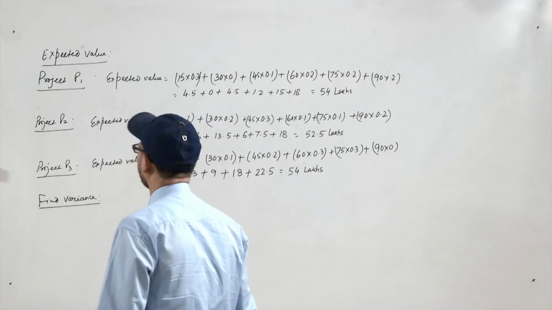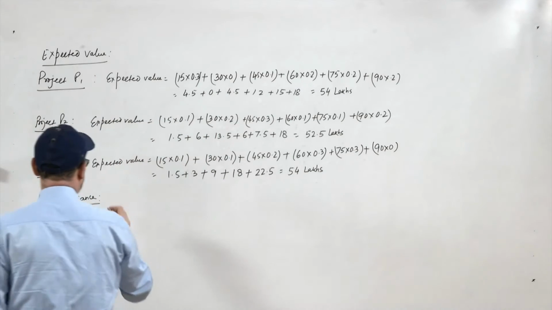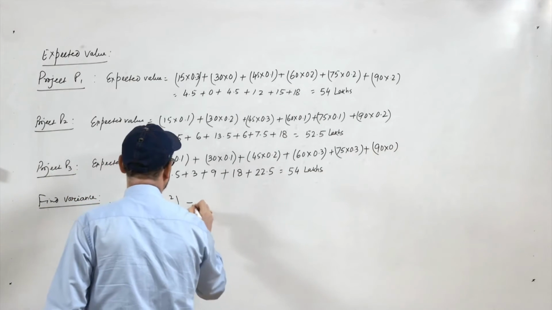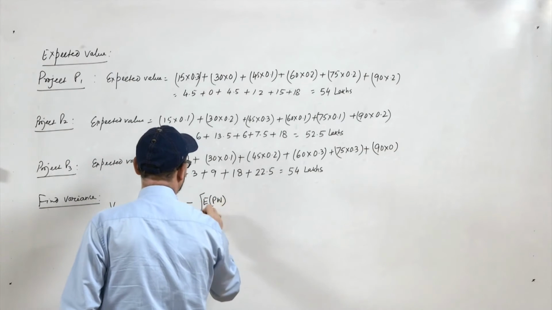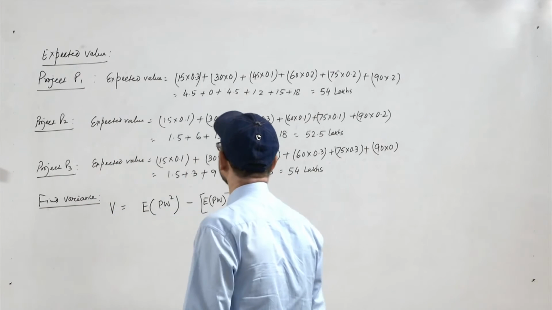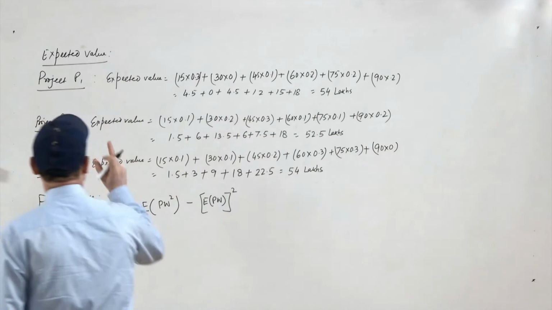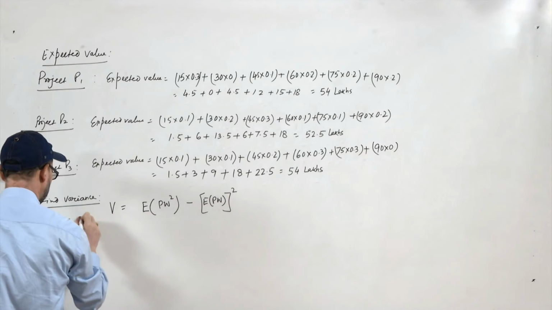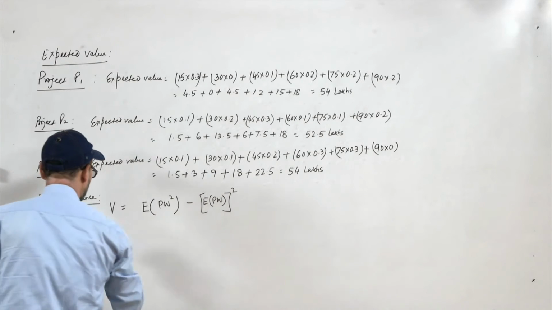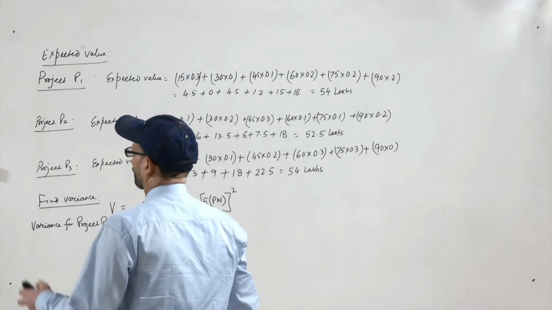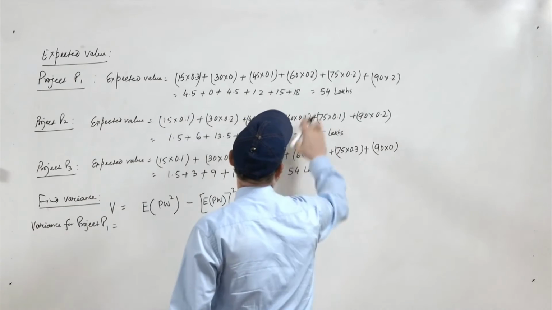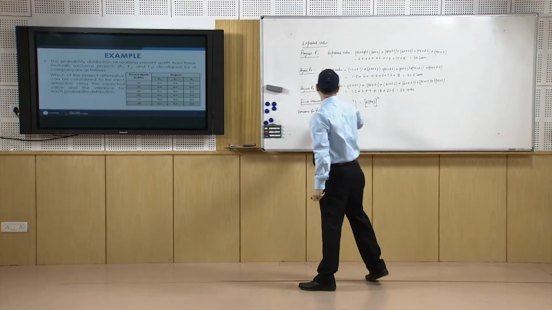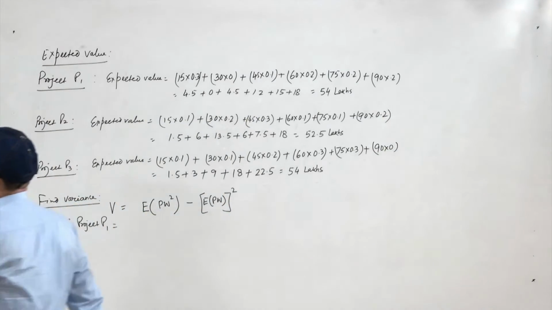Now, for finding the variance we will use the formula. Variance will be equal to the expected value of present worth squared minus the square of the expected value of present worth. So, we will find the variance for project P1. For project P1, we have the 54 lakhs, but we have the 15 lakh individually for this probability. So, first of all we will get the expected value of the square of these values.